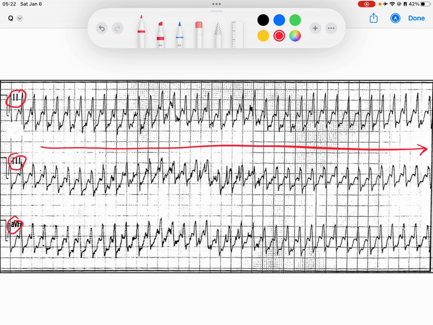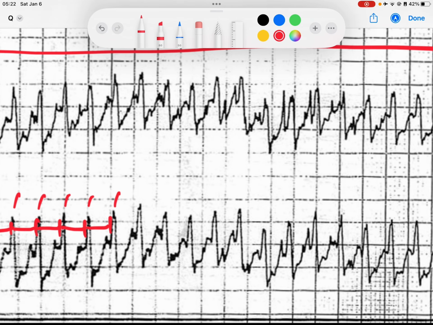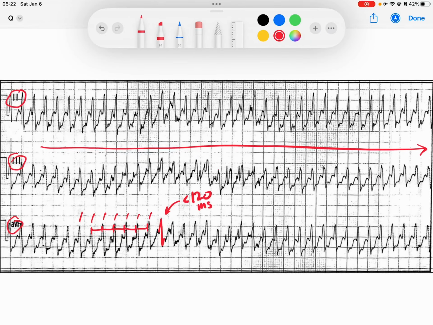We see it is a rapid, incredibly fast rhythm. It appears to be regular, where all of my intervals between each beat are the same. And not only is it regular, but it is narrow. If I zoom in on this complex, my QRS is narrow. It is less than 120 milliseconds. And so we have a narrow tachycardia that is regular.